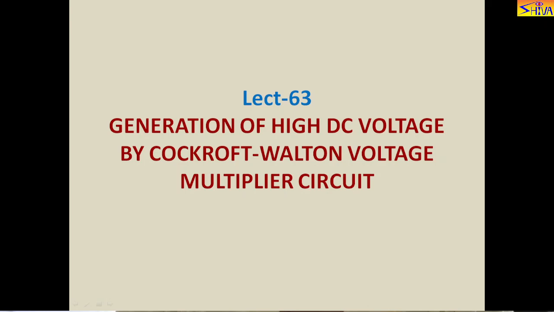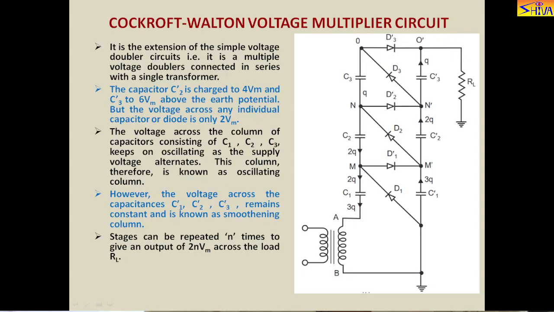Next thing is when we are generating DC voltage, we require diodes as well as capacitors. So if we want to generate very high voltage by using rectifier or voltage doubler circuit, we need the capacitors as well as diodes of that high voltage rating. So it will be either costly or it may not be available. Therefore, we are going for high DC voltage generation by Cockcroft Walton voltage multiplier circuit.